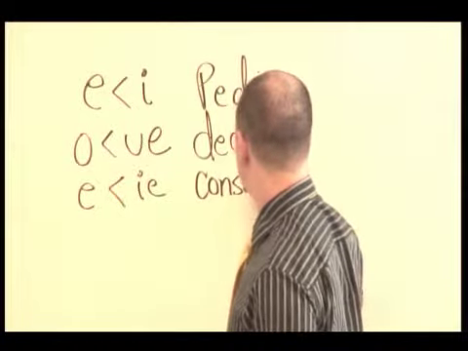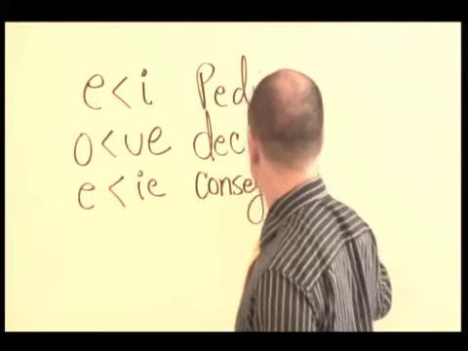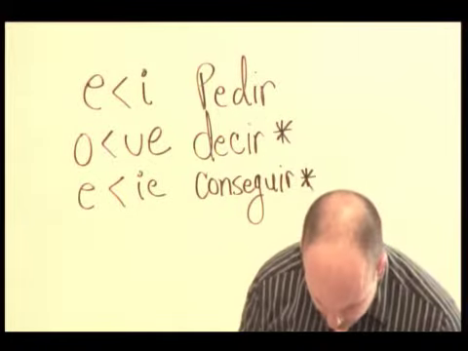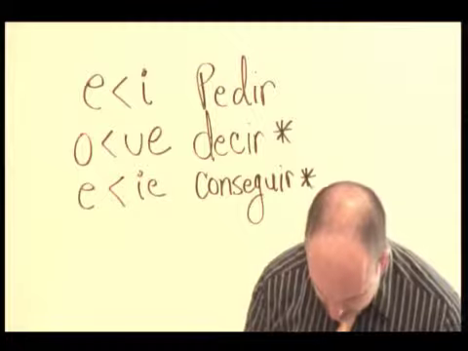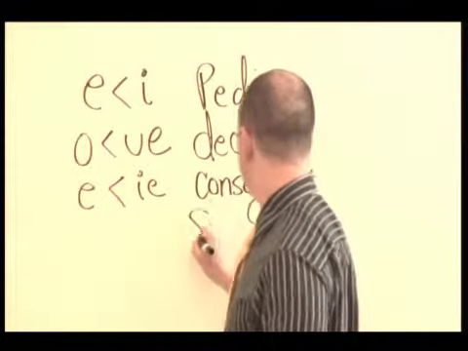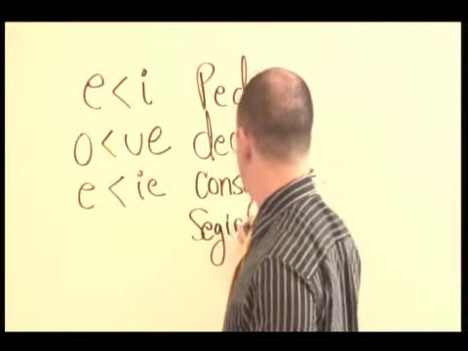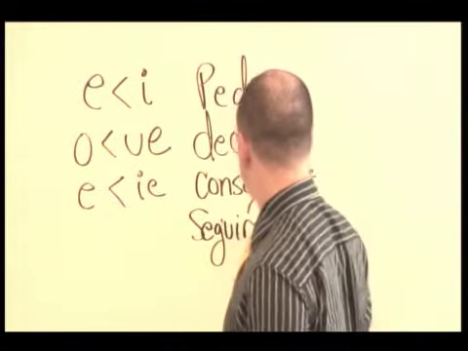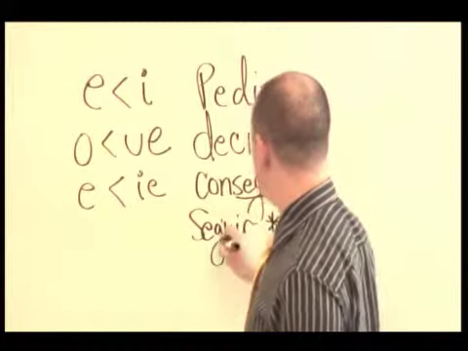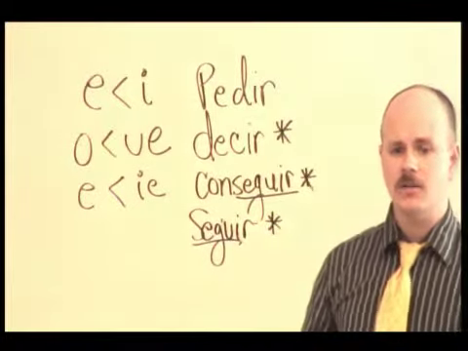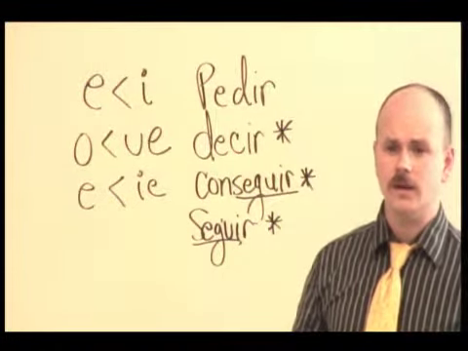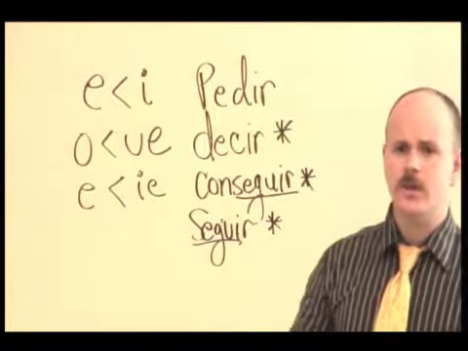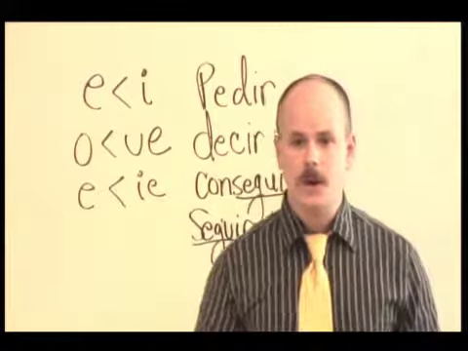Conseguir is also slightly irregular, and seguir, which is like conseguir, because they basically work the same way, slightly irregular. Okay, so let's look at a regular one, and then we'll just look at how these few verbs are slightly irregular. Okay?